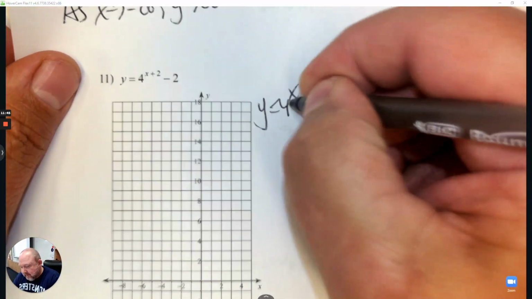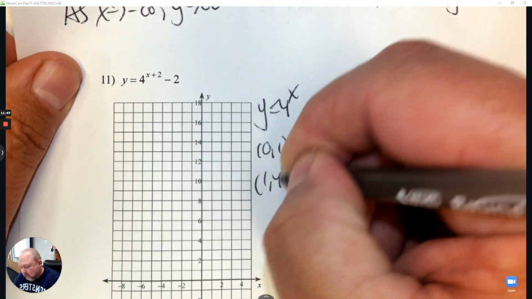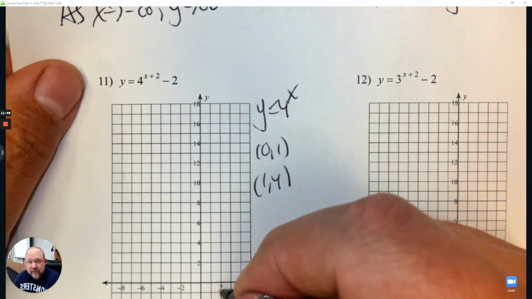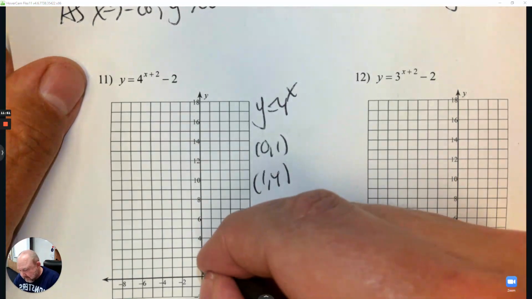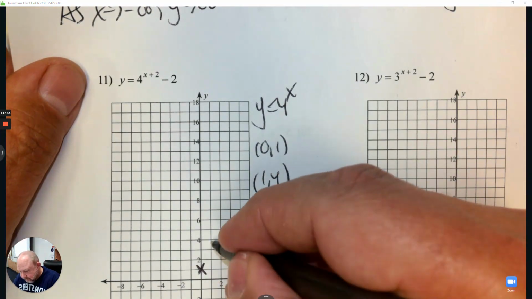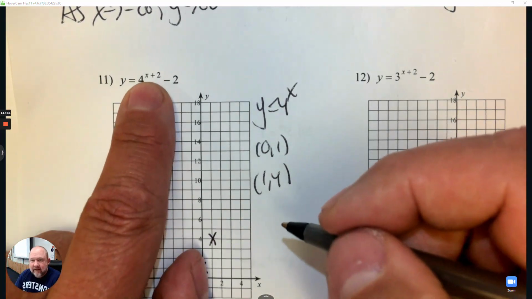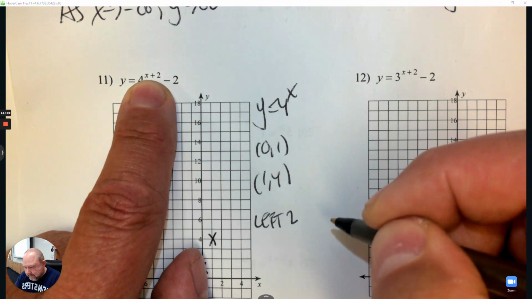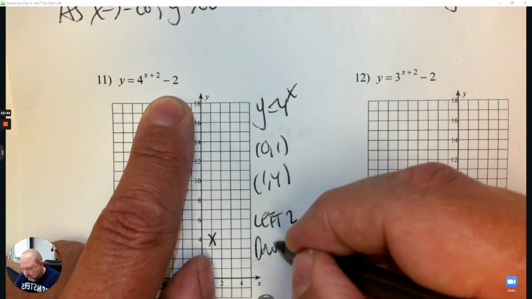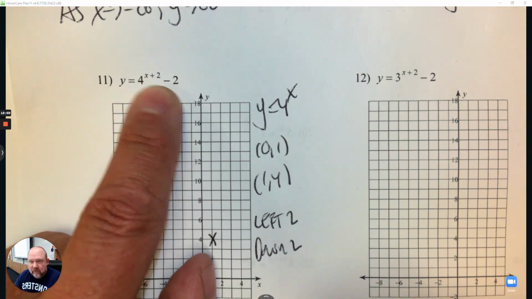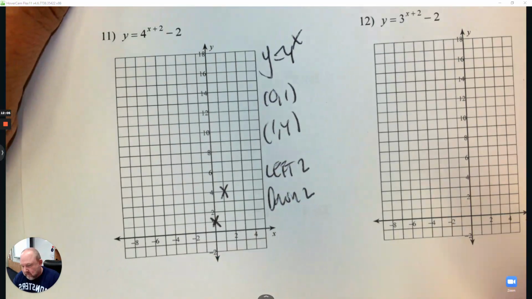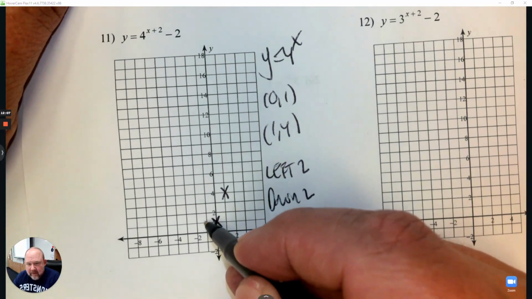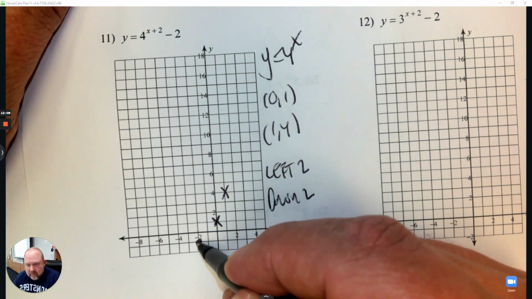The basic exponential, so it's (0, 1) and (1, 4). So I put that on my graph, (0, 1) and (1, 4). And it's going to make them x's. And then read it. So this means to the left 2, and this means down 2. So left 2, down 2.